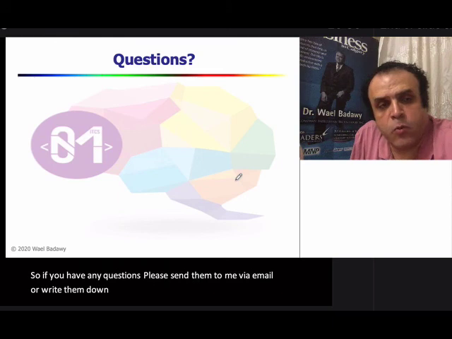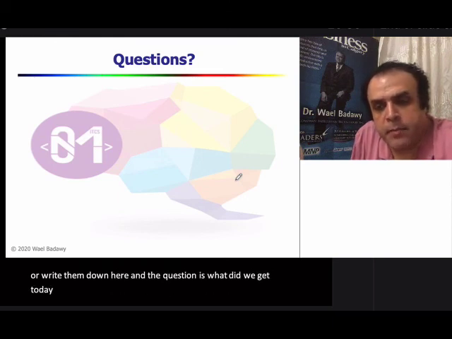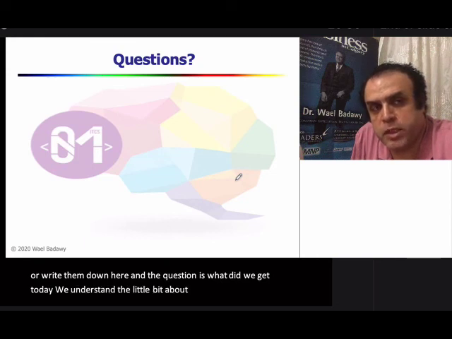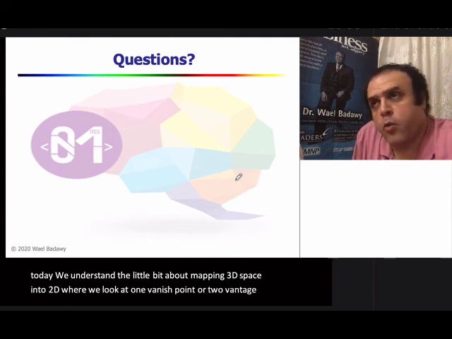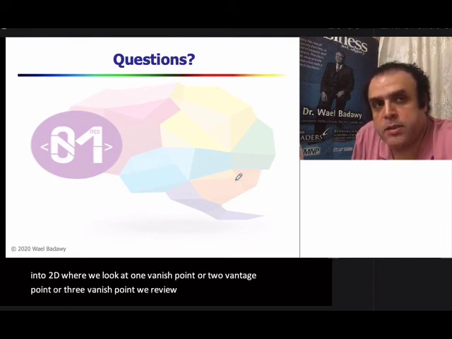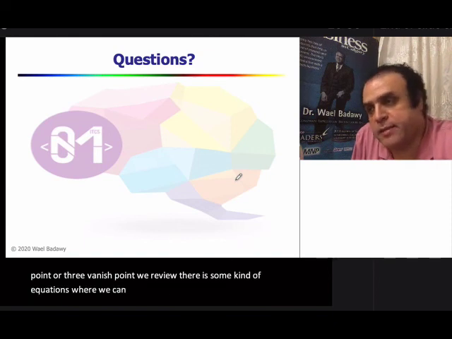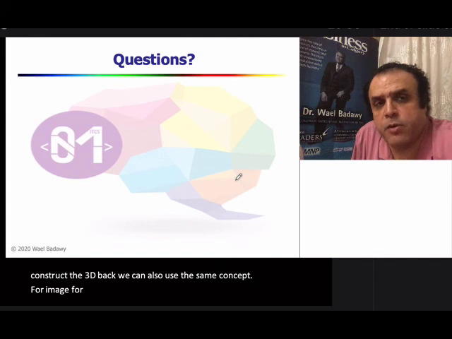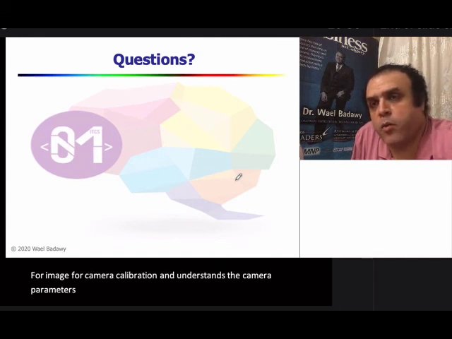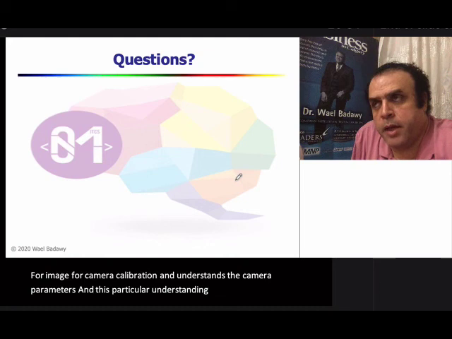The question is, what did we get today? Today we understood a little bit about mapping 3D space into 2D, where we look at one vantage point, two vantage points, or three vantage points. We reviewed some equations where, if we know the 2D, we can construct the 3D back. We can also use the same concept for camera calibration and understand the camera parameters, and this particular understanding will allow us to extract the camera parameters.